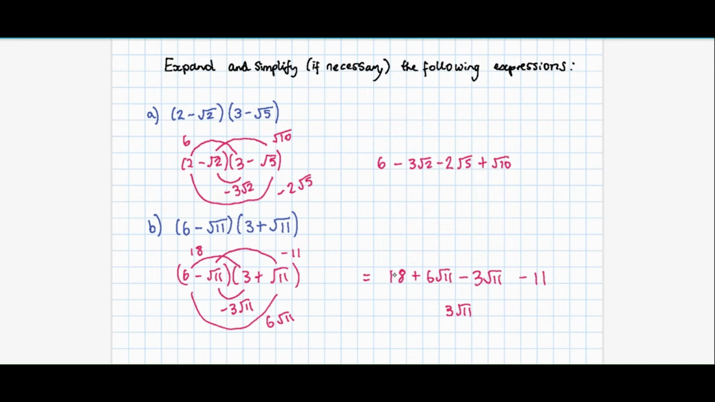And then we've got this on the outer bits, we've got 18 minus 11, which is going to be 7. So we can do 7 plus 3 root 11, and that's your answer there.